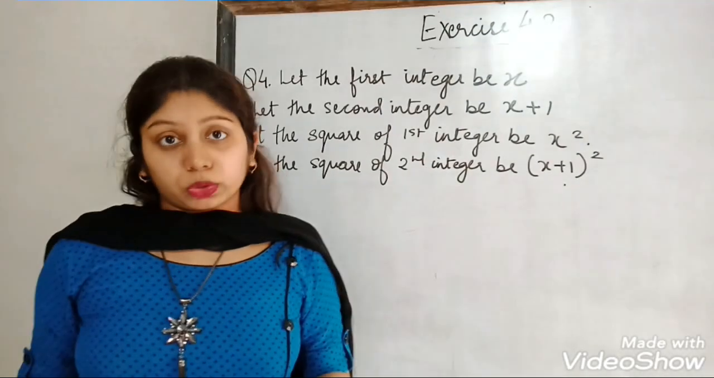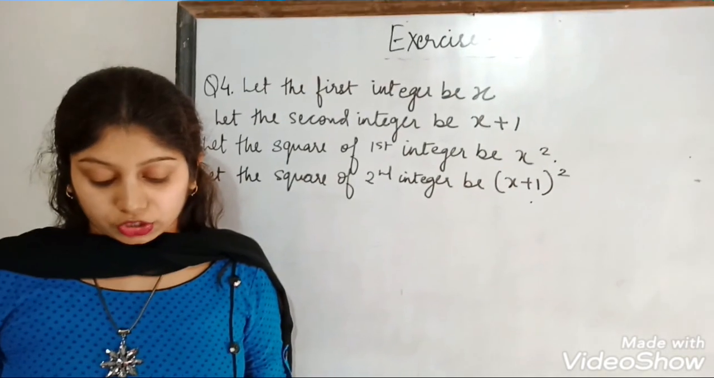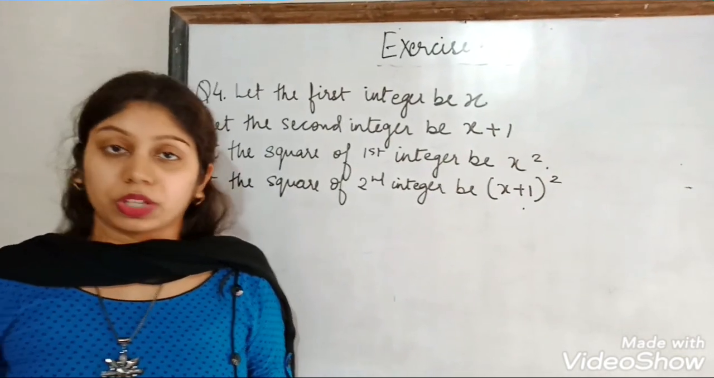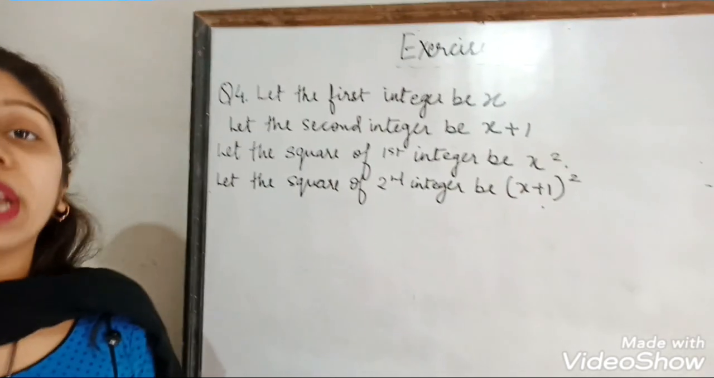Let us start with the fourth question. The fourth question is, find two consecutive positive integers, sum of whose squares is 365. First of all, let us understand what is the meaning of consecutive integers.